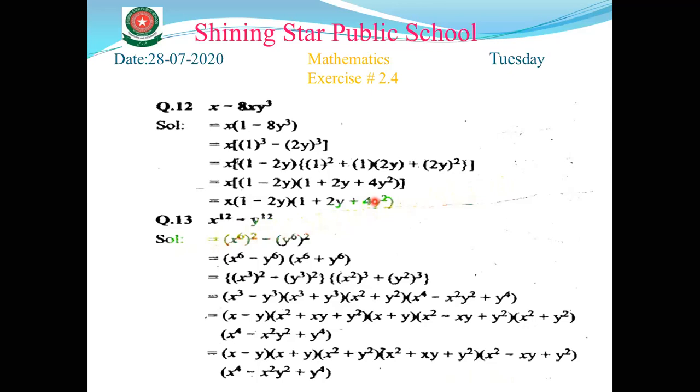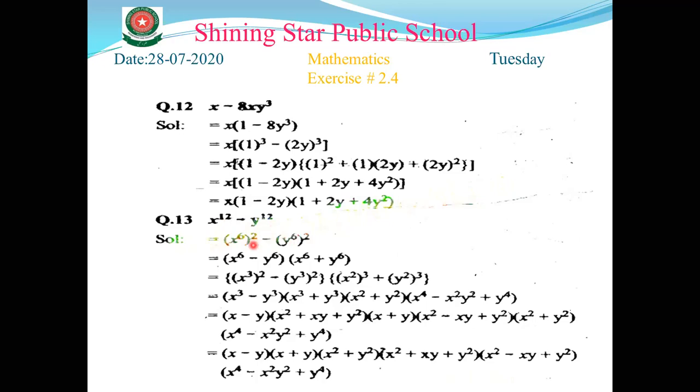In question number 13, we have x power 12 minus y power 12. Now we can write (x power 6) power 2 minus (y power 6) power 2, because 6 multiplied by 2 is 12.